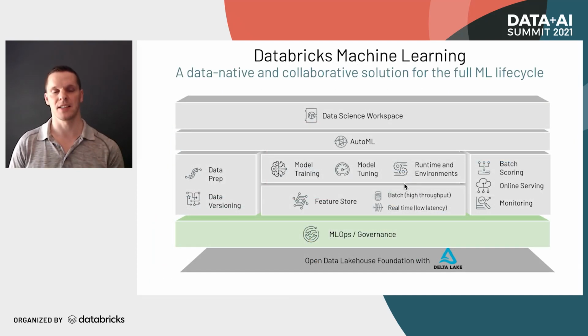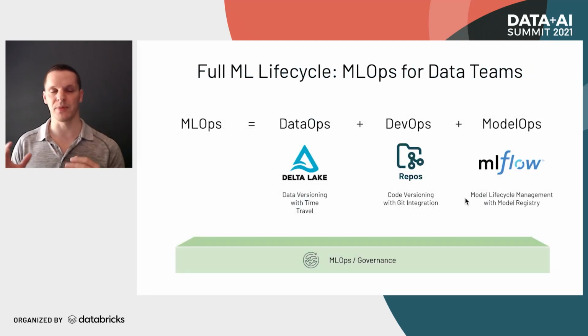So now that we've discussed all of the different components to train your models, to track your features and to deploy them, let's look at the foundation really that forms the MLOps and governance layer in Databricks machine learning. And what we've really found is that MLOps is really the combination of DataOps, DevOps, and ModelOps. And of course, on Databricks, we provide DataOps through Delta Lake and data versioning using the time travel feature, DevOps with integration with repos and Git providers, and ModelOps with model lifecycle management through MLflow.